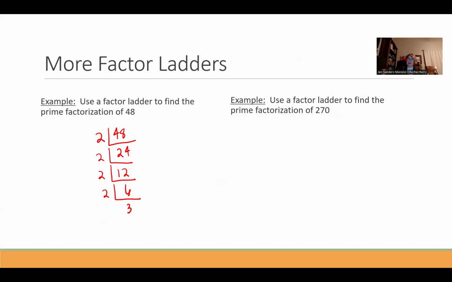Can't anymore. So this is a nice little run here. I got to divide by two 4 times. All right, awesome. Now, once you divide by two, our next number that we're going to divide by is 3. And for this problem, we're now done. The second you get a 1 at the bottom, you're done. So our prime factorization is 4 twos and a 3.